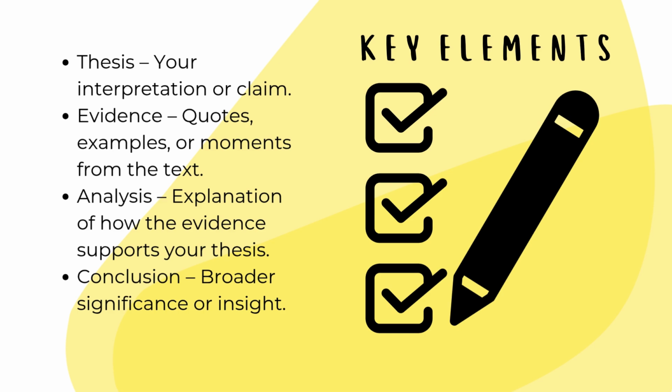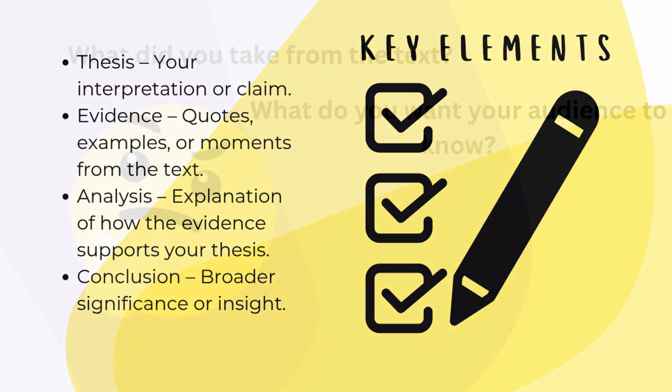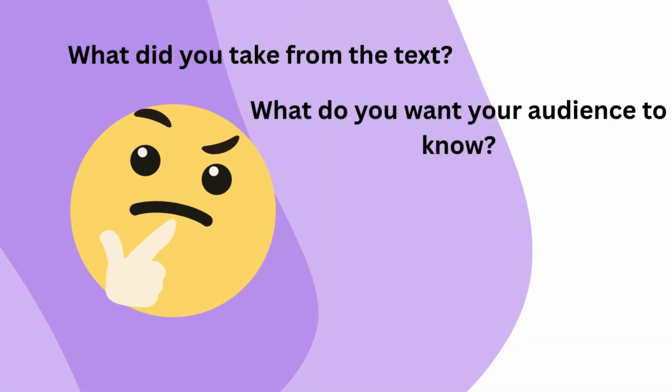So, some key elements of a textual analysis. For one, you will have your thesis. Look at that as your roadmap, which we'll talk about a little later in this presentation. Evidence. You want to provide evidence from the text. This is through quotes, examples, or any moments from the text that stood out to you. The analysis portion. That is how you explain evidence that supports your thesis. This is where your interpretation comes into play.